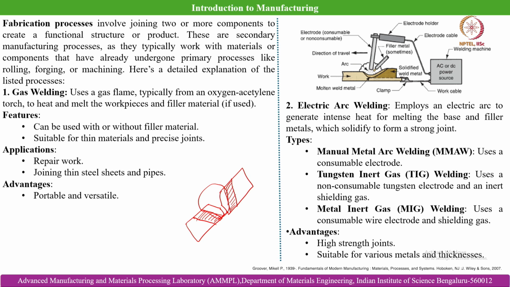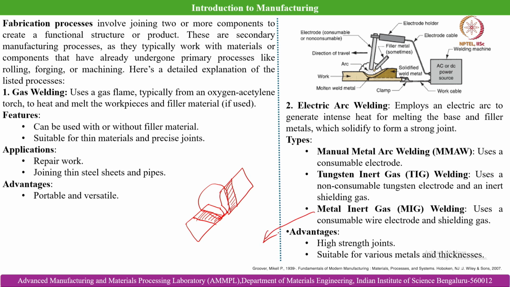So we will now discuss briefly electric arc welding. In this case, the technique employs an electric arc to generate intense heat for melting the base and filler. The classifications are tungsten inert gas welding, metal inert gas welding, and also manual metal arc welding. Here you can see one interesting thing.